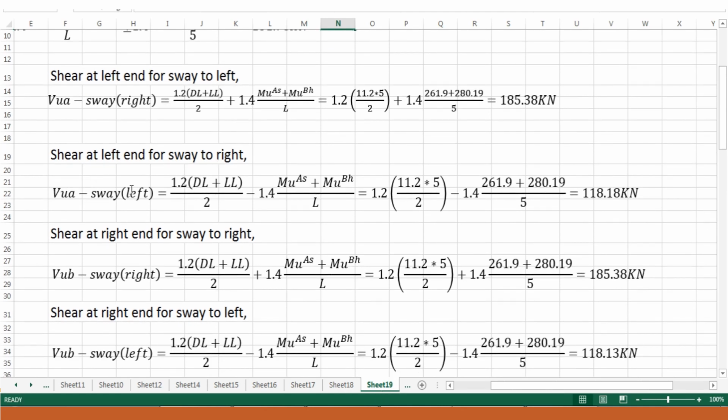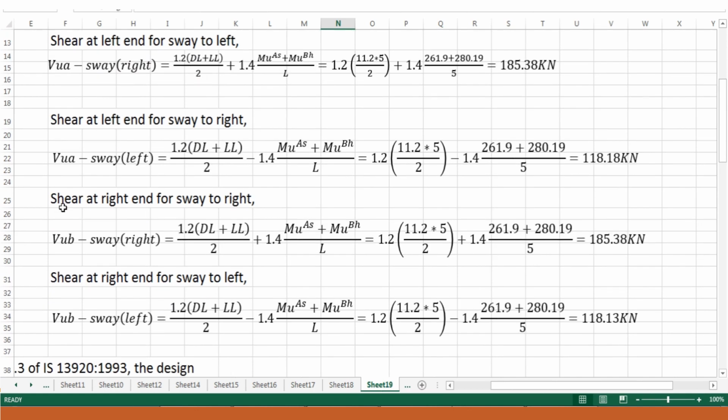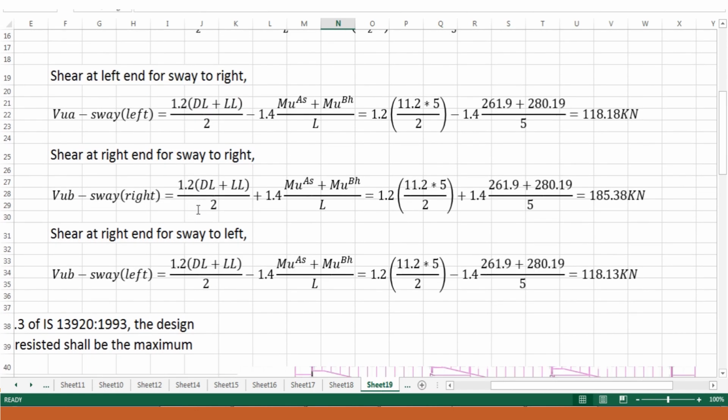Shear at the left hand for sway towards the right would be 1.2 dead load plus live load by 2 minus 1.4 MUAS. So we get this value. Similarly, the shear at the right end for sway towards the right would be VUB, and this would be the formula, and this is the value 185.38 that we get.